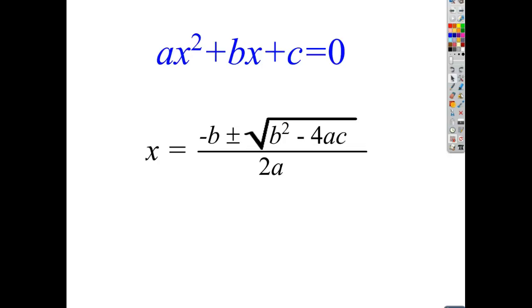And what we're going to do is use the formula here, and take a look at primarily that part that's underneath the radical, and that is what's called the discriminant. As we move through this, we're going to start talking about how this can help us determine some of the problems. So let's just get right into this.